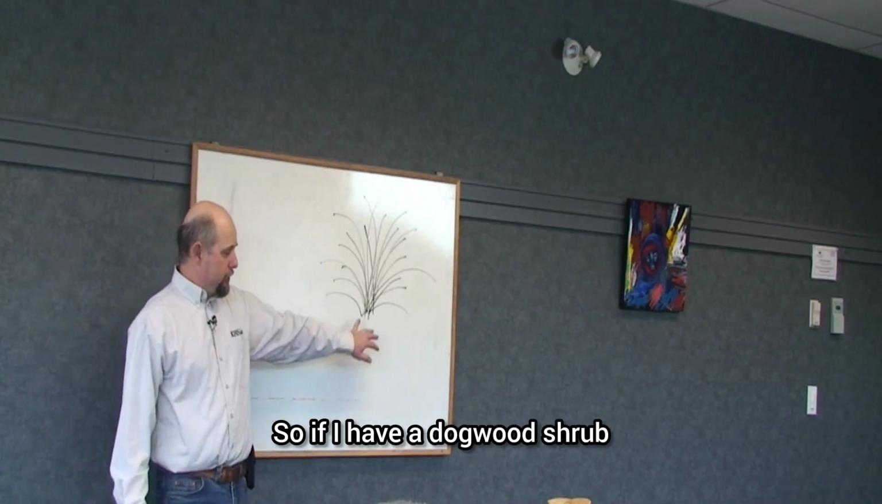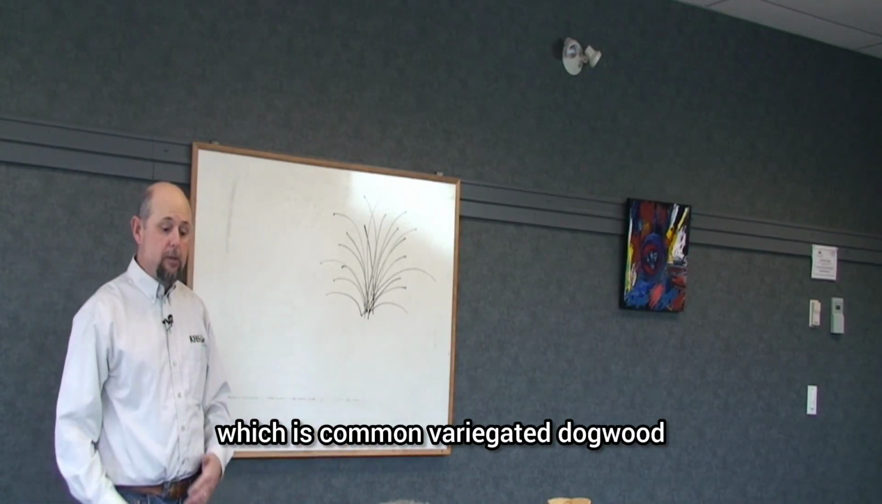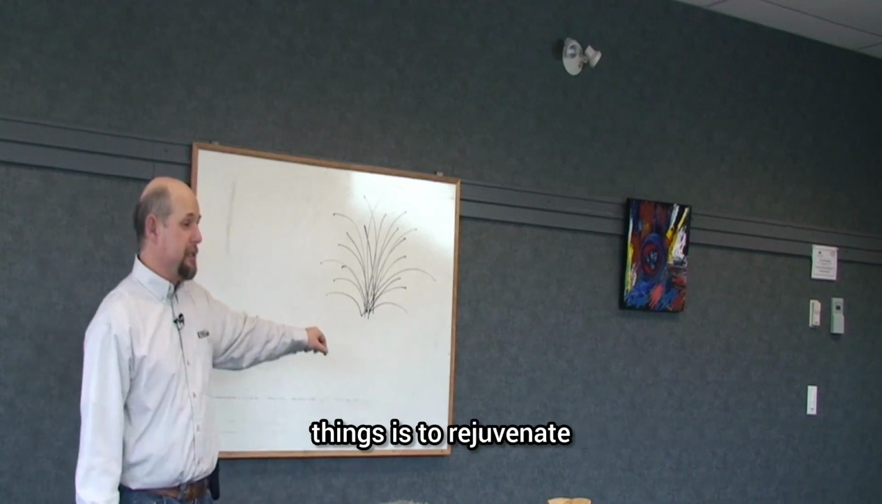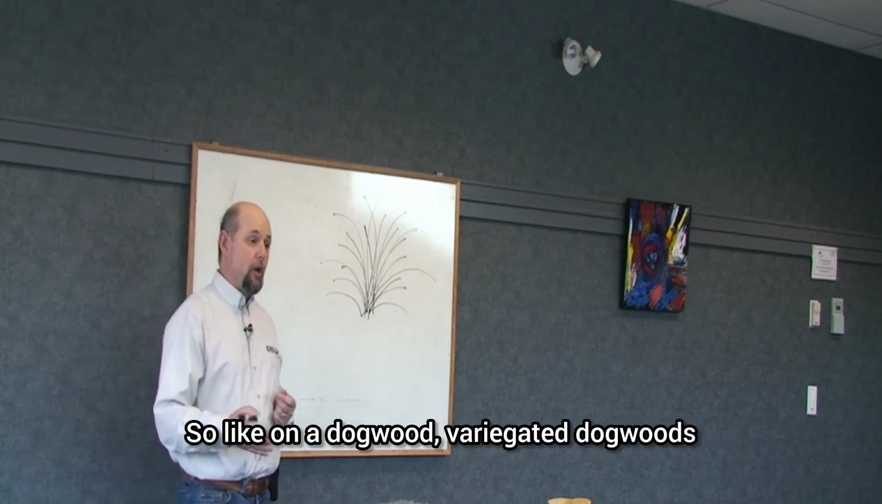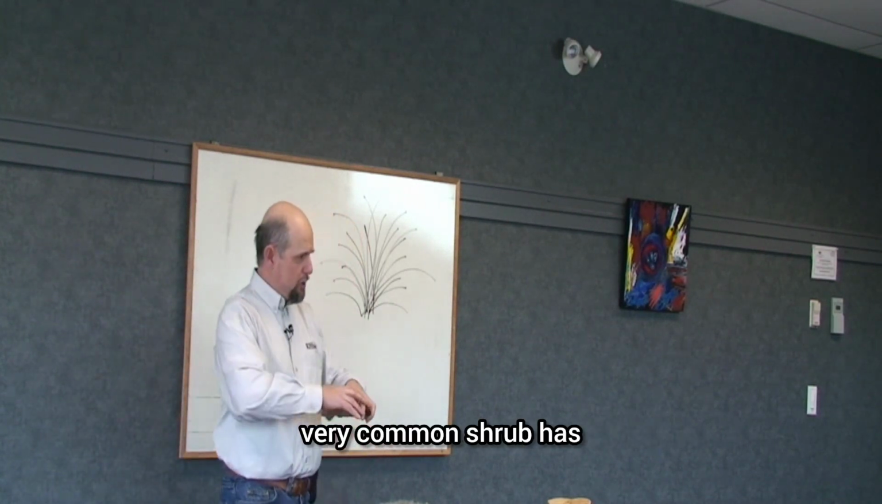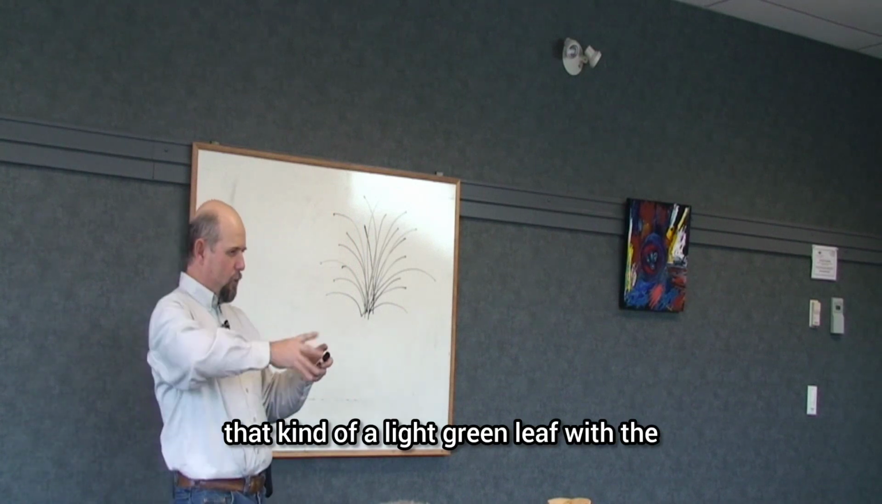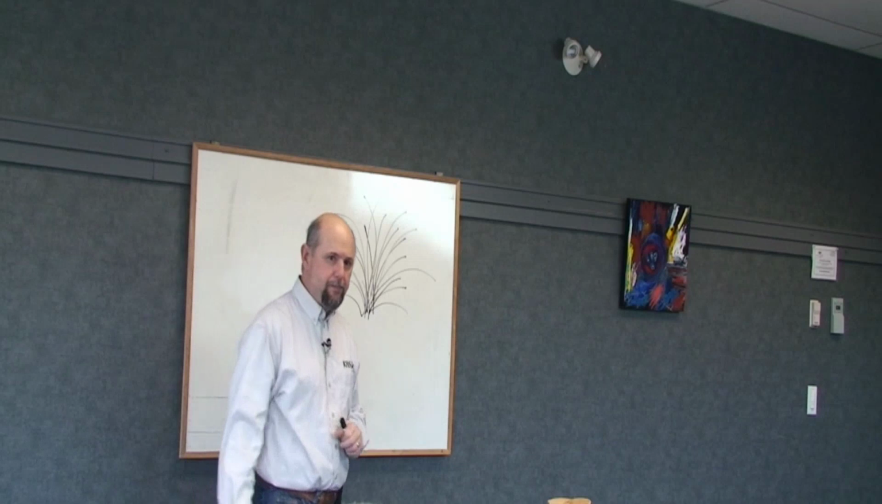So if I have a dogwood shrub, which is common variegated dogwood, another reason why we would prune these things is to rejuvenate and to encourage beautiful foliage. Like on a variegated dogwood, it's a very common shrub, it has that kind of light green leaf with the white kind of mottling in it.